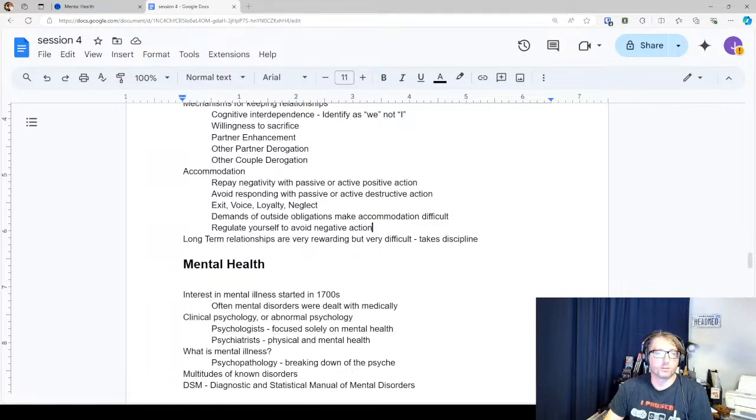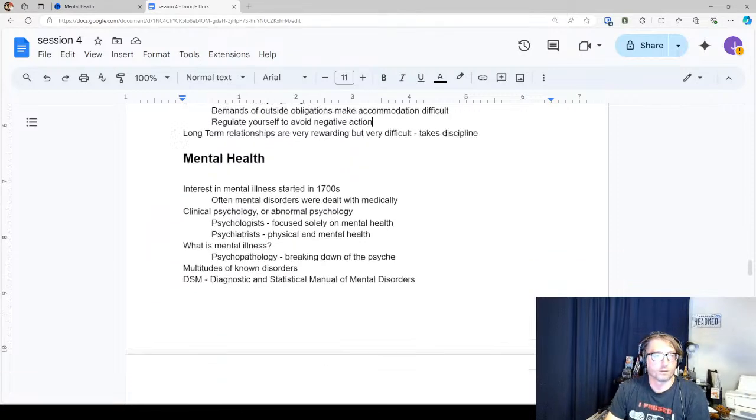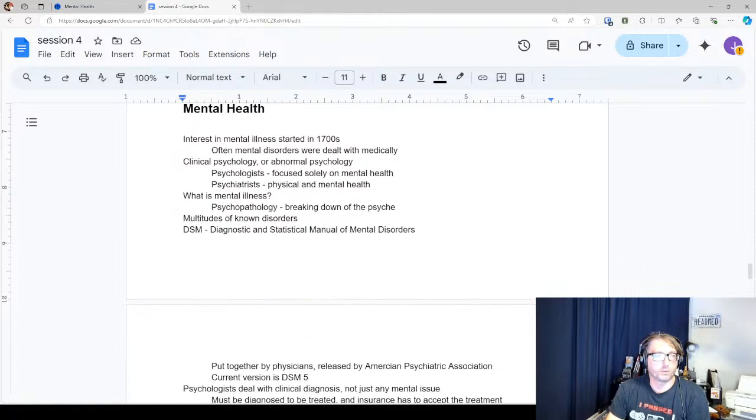So then we're going to move on to mental health. We have interest in mental illness, which started in the 1700s. Often the mental disorders were dealt with medical interventions. We didn't really have a lot of experience with psychology prior to Sigmund Freud and those things. But even Sigmund Freud did medical interventions, nasal surgeries, interesting things like that. I'm sure it made sense at the time. So we have clinical psychology or abnormal psychology, which is how we deal with mental health in the modern age.